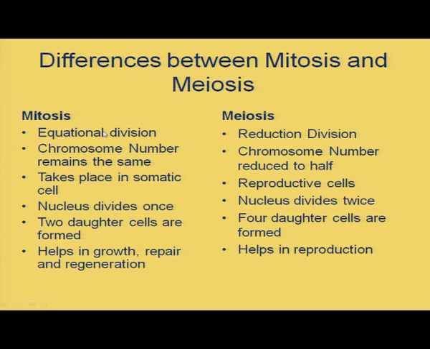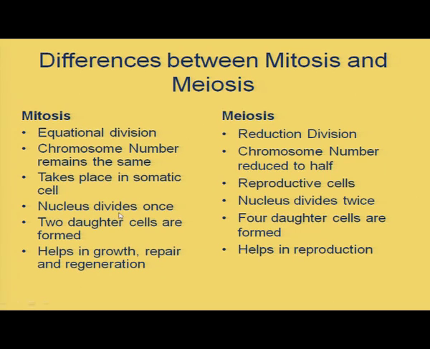Why is it known as equational division? You know the answer, because the chromosome number remains the same. The daughter cells obtained will always be qualitatively and quantitatively similar. And in meiosis, the chromosome number is reduced to half. Mitosis takes place in the somatic cell, and meiosis takes place in the reproductive cells.